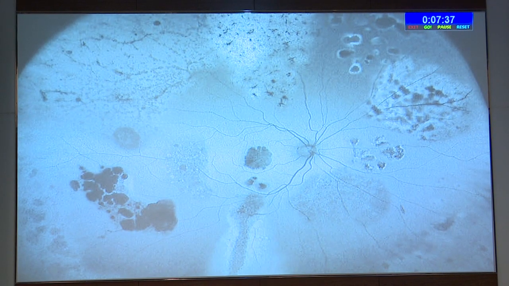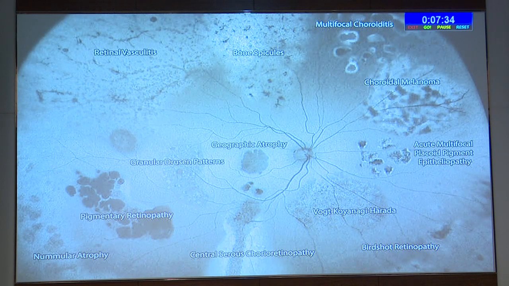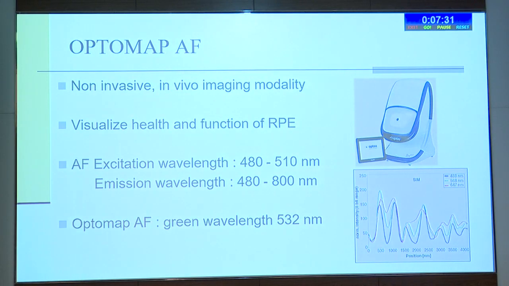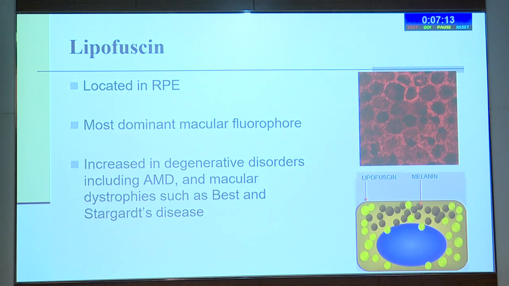So this is about ultra-wide field autofluorescence imaging. Basically, it's a non-invasive in vivo imaging modality, which gives us a lot of information about cellular metabolism, mainly about the retinal pigment epithelium. The Optomap AF uses a green wavelength of 532 nanometers. The basic principle is that we use fluorophores, which are naturally present in the retinal pigment epithelium. A fluorophore absorbs light of a particular wavelength and emits light of a different wavelength, which is picked up by the camera, and we generate the autofluorescence images.